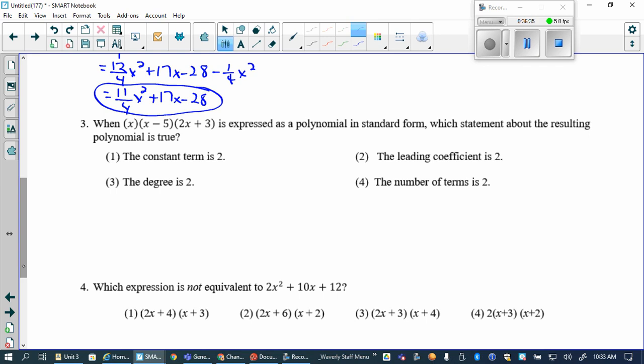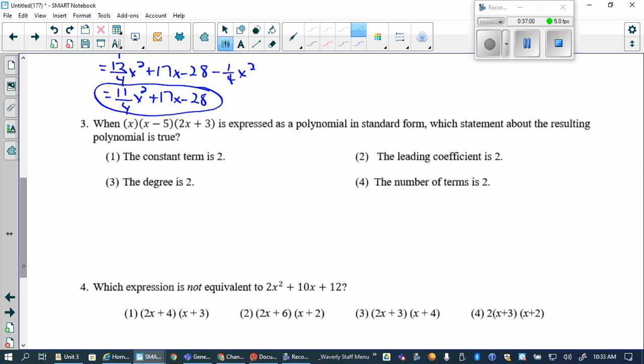X, negative 5, 2x plus 3. Polynomial in standard form. Which statement is true? Oh, by the way, the constant term, you know, that's whatever is without the variable. Like this will be the constant, negative 28. You guys know that, right? Or if you didn't, you do now, right? Okay.